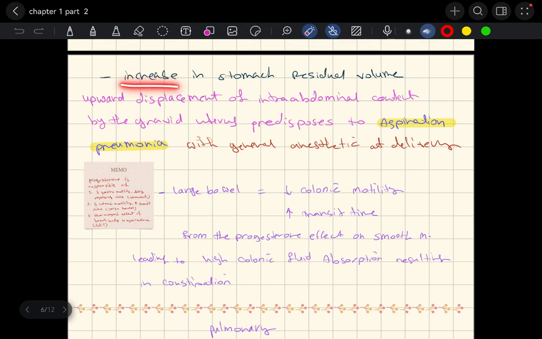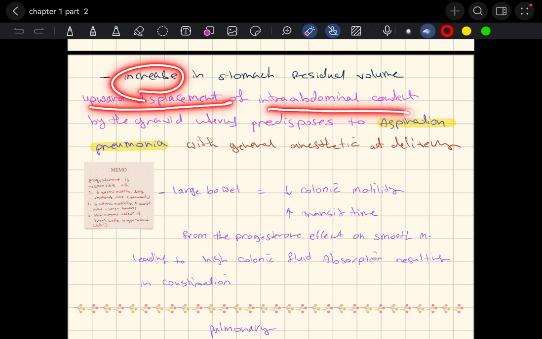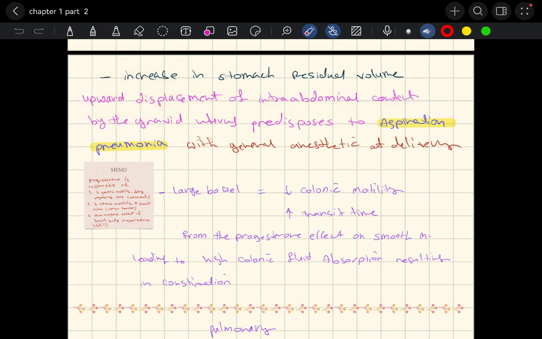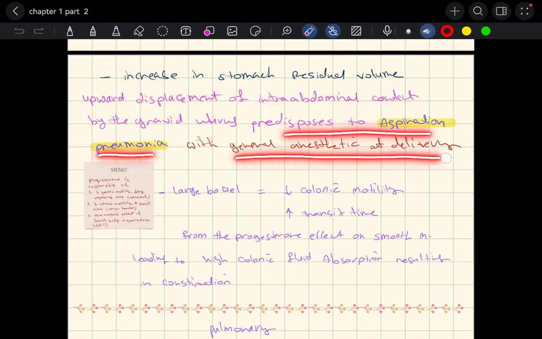And here we have the increase in the stomach residual volume. In the stomach we have high residual volume, and in the pulmonary system we have low residual volume. Upward displacement, why does this occur? Upward displacement of the intra-abdominal content by the gravid uterus predisposes to aspiration pneumonia with general anesthetic at delivery.